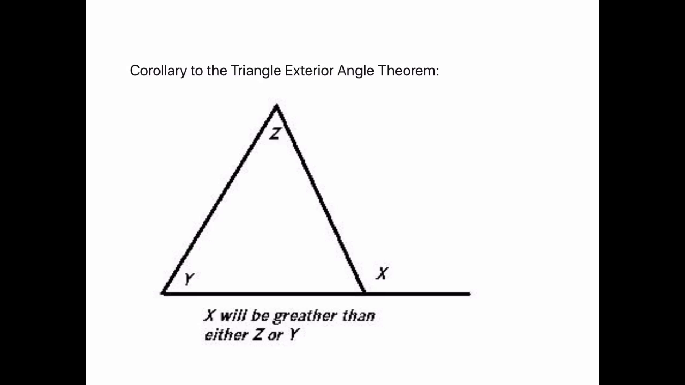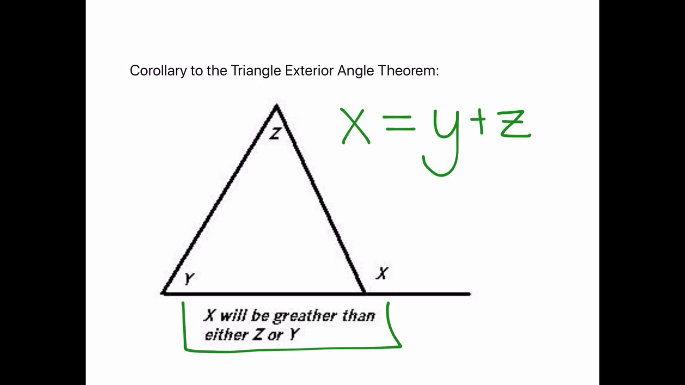So you learned before that the exterior angle of a triangle is equal to the sum of the two remote interior angles, like this, x equals y plus z. And that is certainly true. What the corollary says down here, though, is that x must therefore be greater than either z or y.